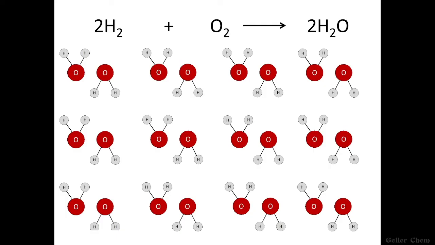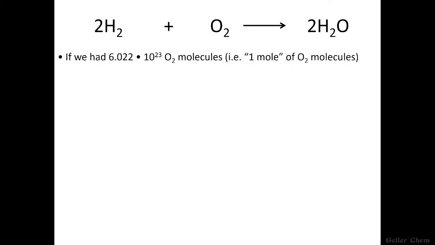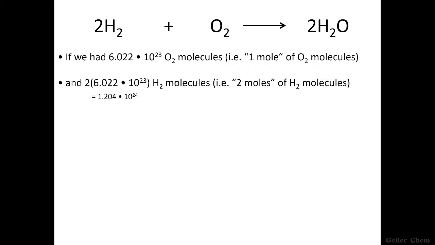And so let's shift our focus from having dozens of molecules to moles of molecules. Let's say we had 6.022 times 10 to the 23rd O2 molecules, or in other words, 1 mole of O2 molecules. And we had twice that many molecules of H2, which is really this number here, but who wants to say 1.204 times 10 to the 24th? That number is gigantic, we can't really comprehend it. Much easier to just say that's 2 moles worth of H2 molecules.